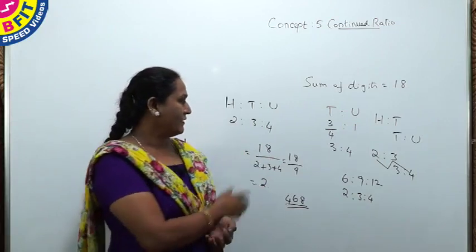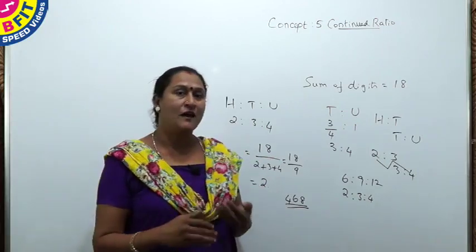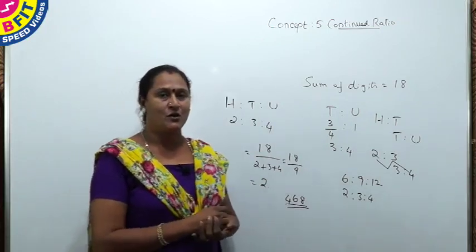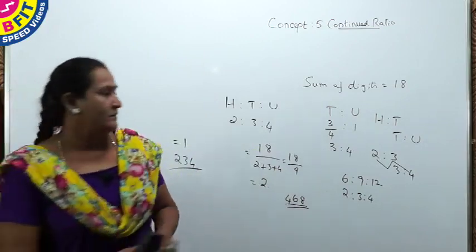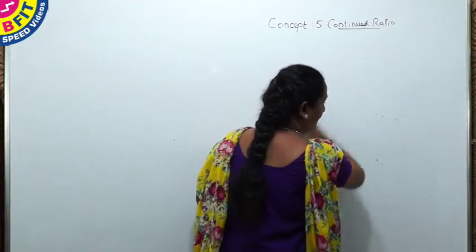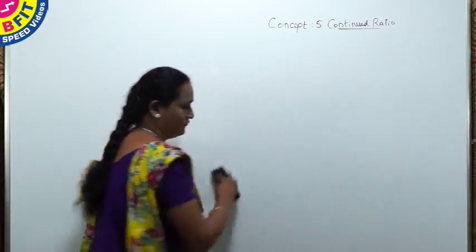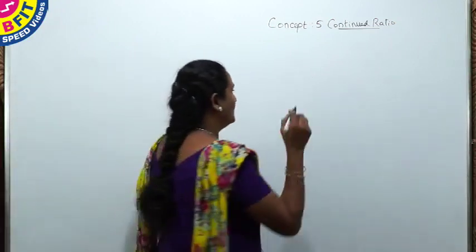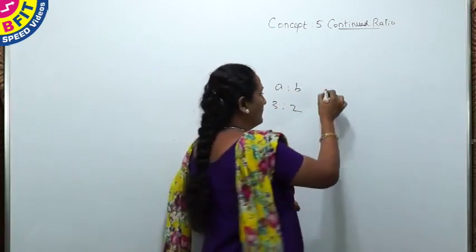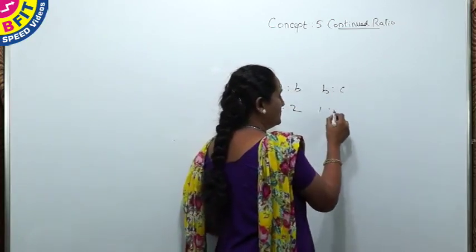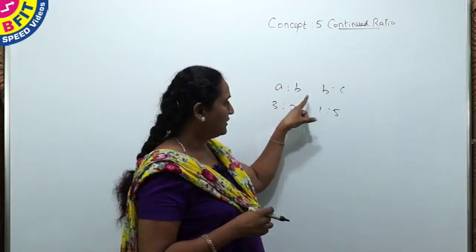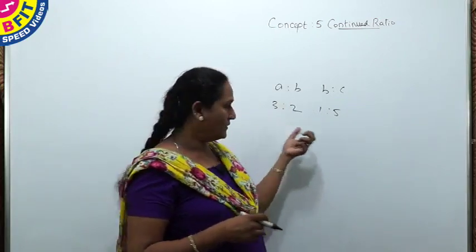So suppose we have discussed this for 2 ratios. Now, when you have 3 sets of ratios, we'll see how to combine them using this continued ratio concept. Say, for example, you have 2 ratios, A is to B as 3:2 and B is to C as 1:5. So we saw how to combine 2 ratios. This is in a continued pattern, ending with B and starting with B.